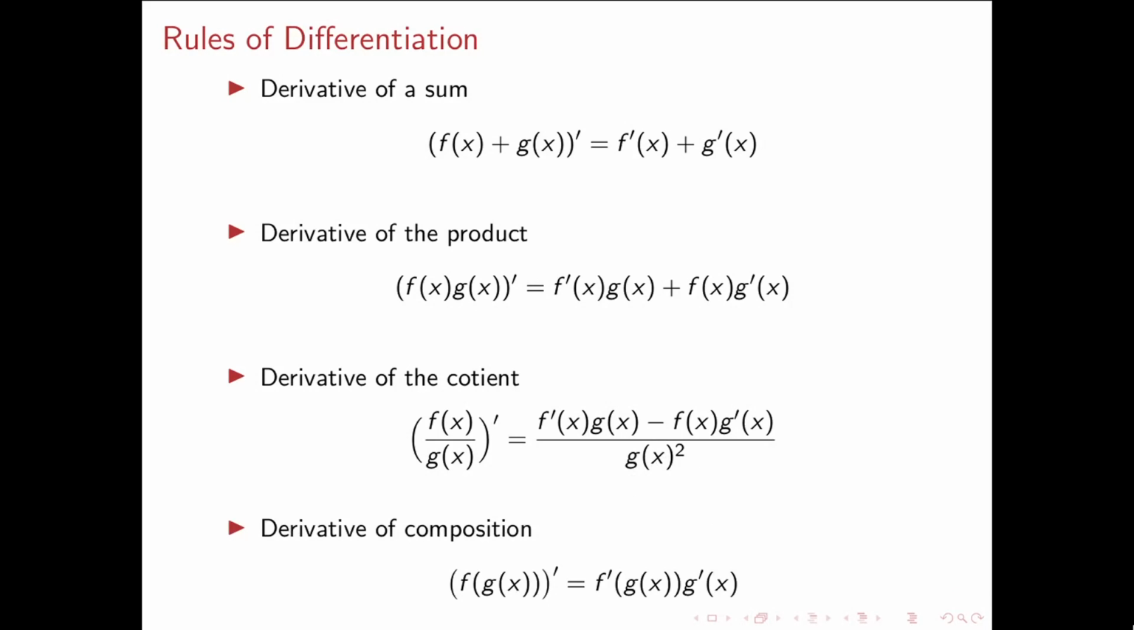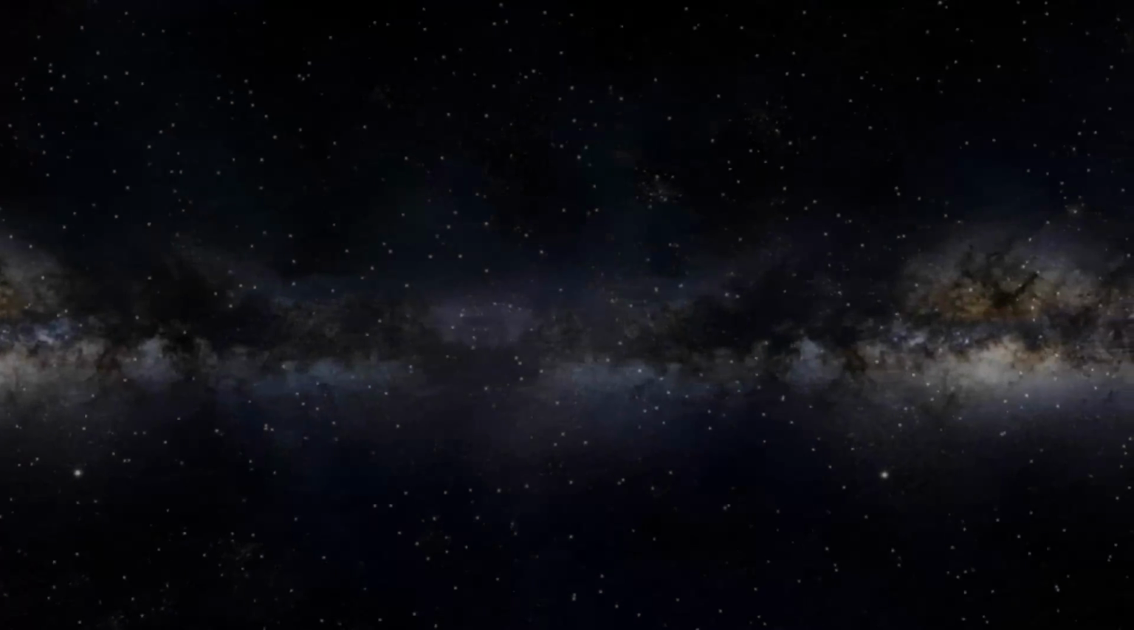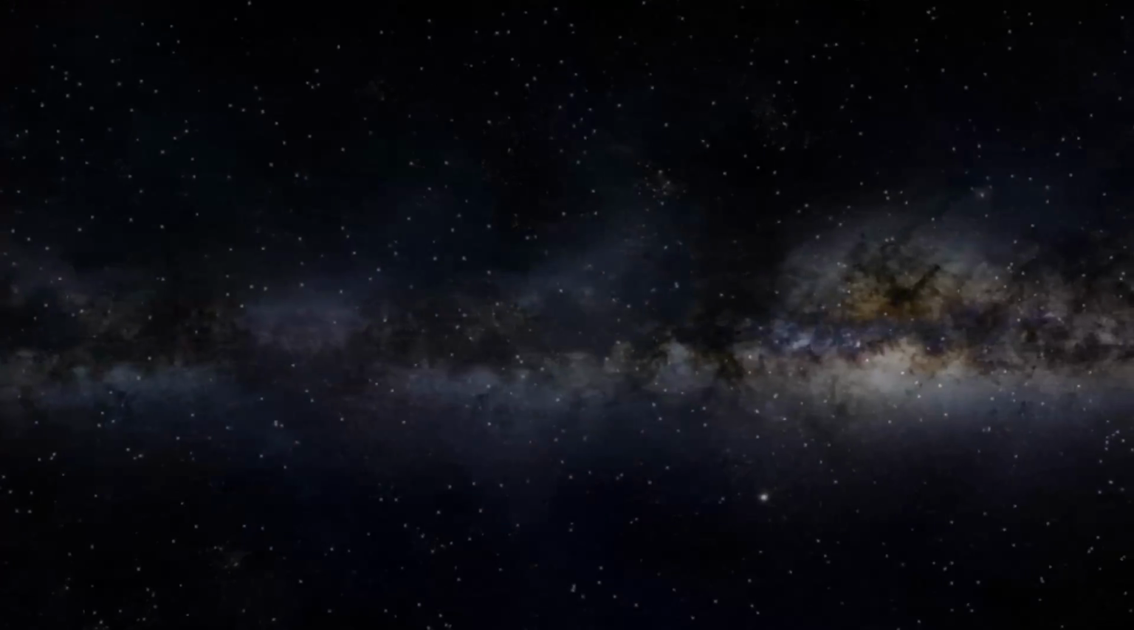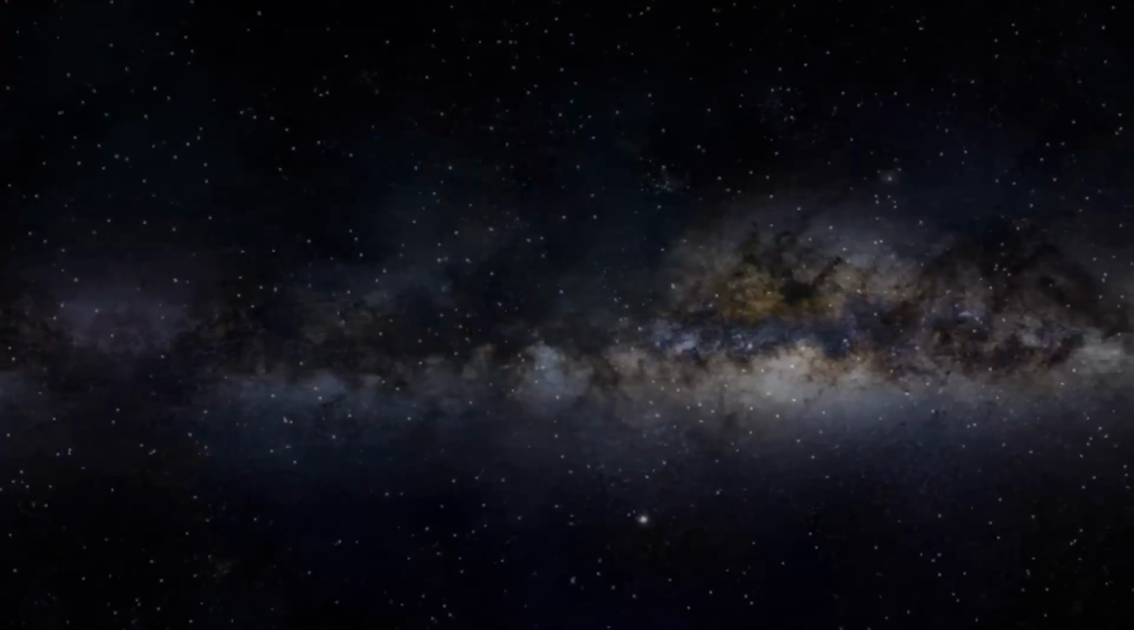Finally, to derivate a composition, we have the chain rule. The derivative of f composed with g is f prime of g times g prime. This is a summary of months of calculus, and with this framework, you can start learning to derivate.